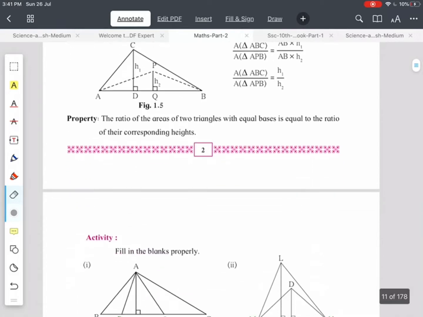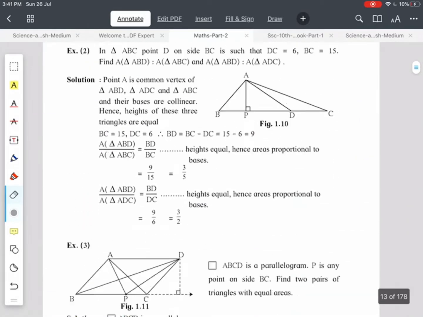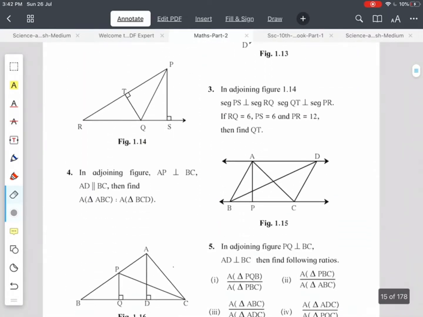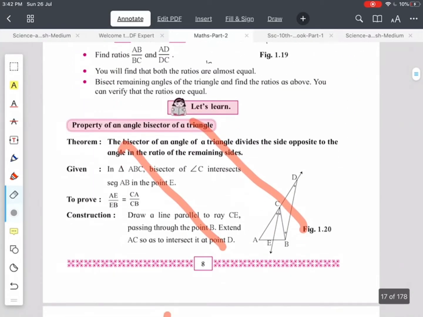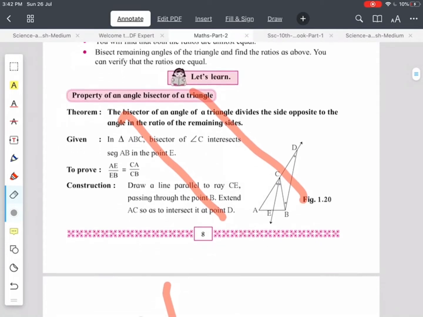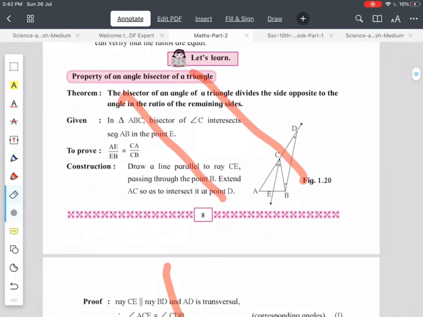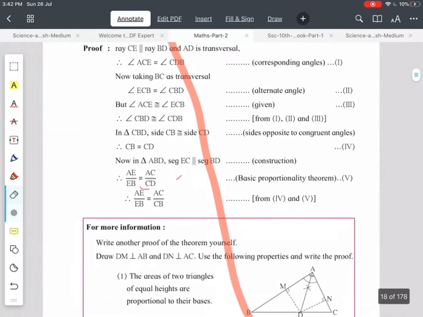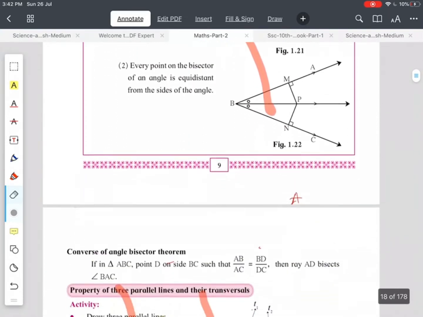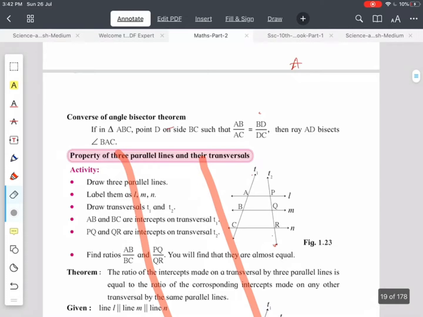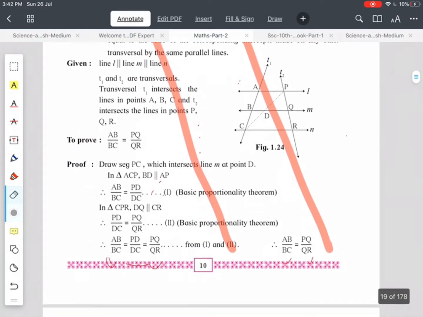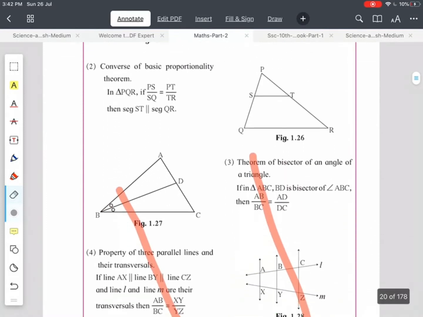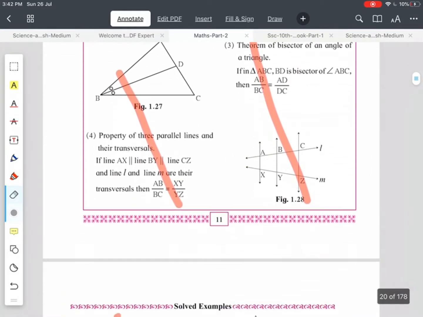Basic proportionality and all this part is there. Directly we'll see the angle bisector theorem. Page number 8, this part is omitted, and the property of angle bisector of a triangle is omitted. Page number 9, full page omitted. Converse of bisector theorem omitted. Property of three parallel lines and their transversal omitted. Then next, page number 11 omitted.